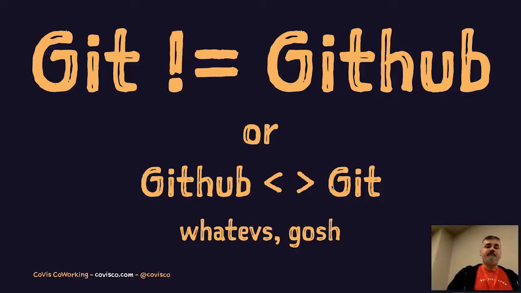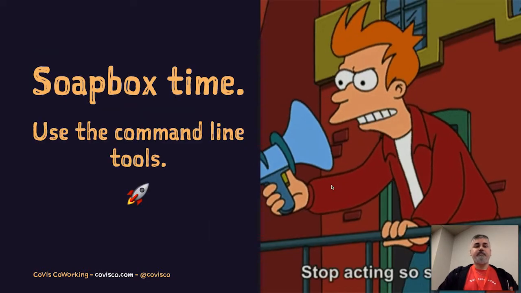On that note, Git is not GitHub, and GitHub is not Git. They're easy to get confused, but Git is the version control manager software, and GitHub is a website that lets you use Git to put stuff up there. So it's a clear distinction.